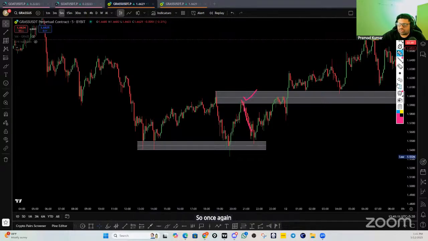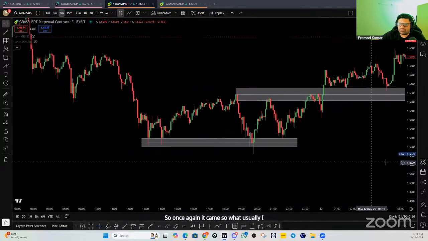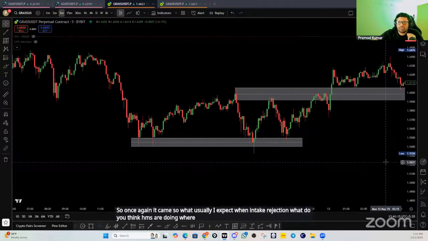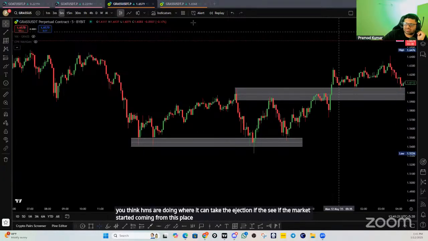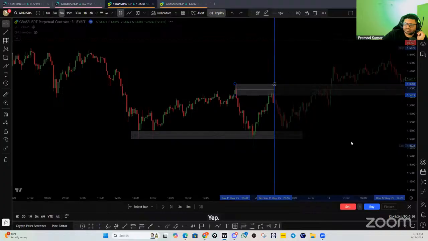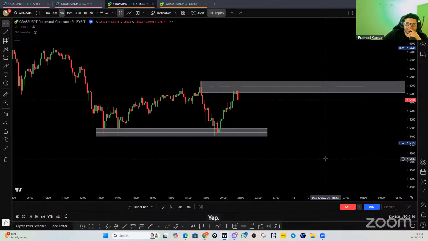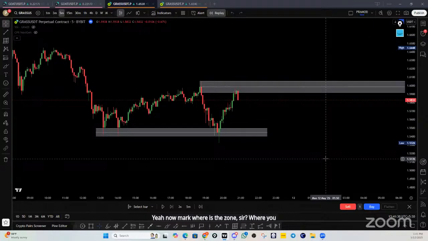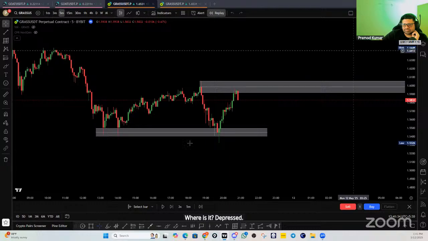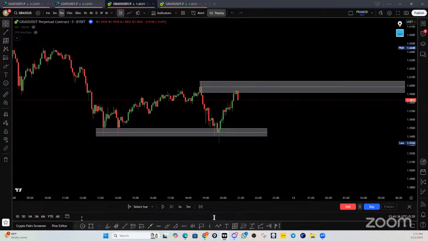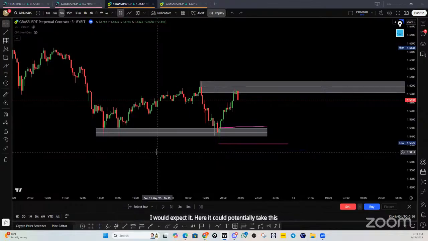So what I usually expect when it takes rejection, where do you think it can take the rejection? If the market started coming from this place, I'll just mark where the zone is. From where would you expect the move? I would expect it here. It could potentially take this liquidity sweep as well.